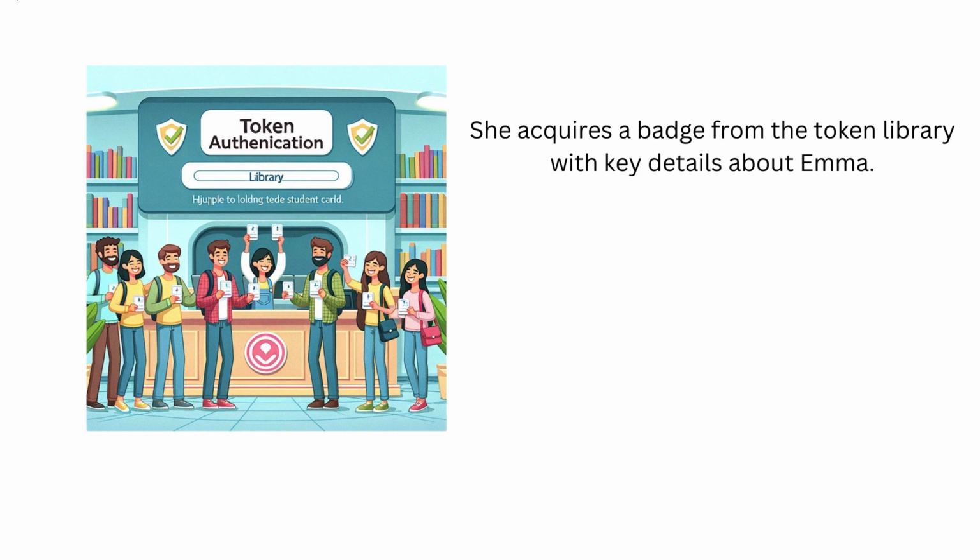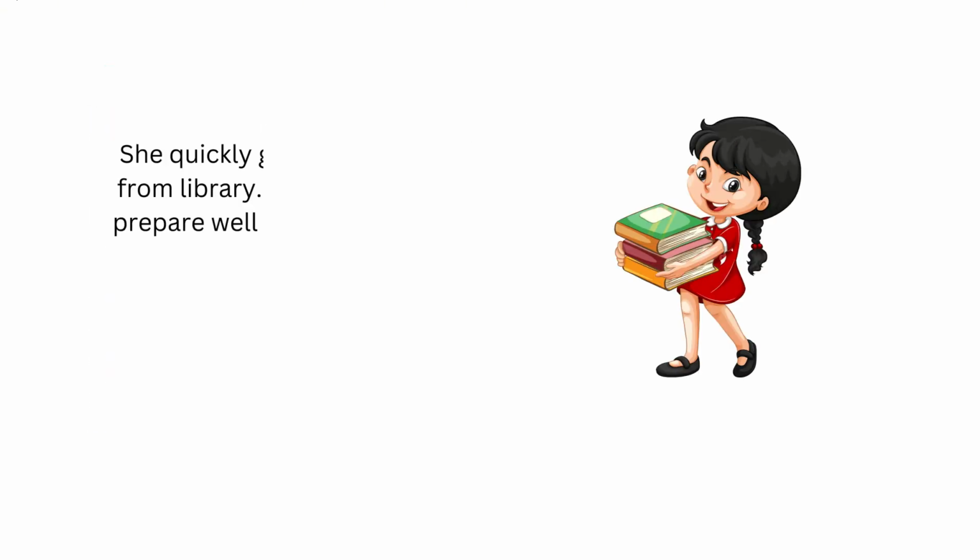They give her a badge that stores all her information. Now, whenever Emma wants to borrow a book, all she has to do is swipe her badge. The system reads her information and immediately approves her request. Thanks to the JWT library, Emma gets her book quickly and has plenty of time to study. She ends up passing her exam with flying colors.